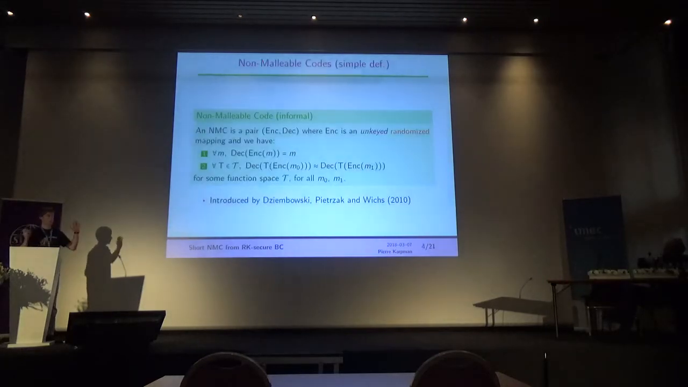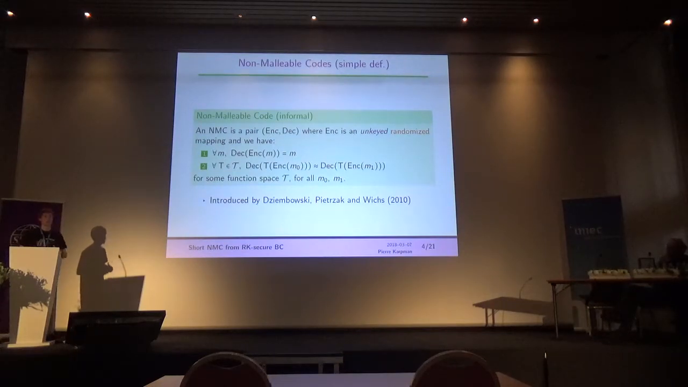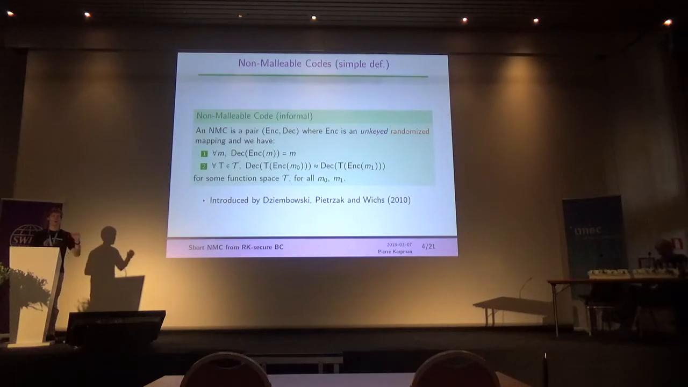So non-malleable codes, well, it's quite simple. You just have encoding and decoding, and the encoding is randomized but unkeyed. So you can think of it as being, for instance, similar to salted hashing. You have a random thing, and then you do an encoding, and we have two requirements for this encoding-decoding pair. One is for functionality. We want the encoding to be invertible and the decoding to be the inverse.